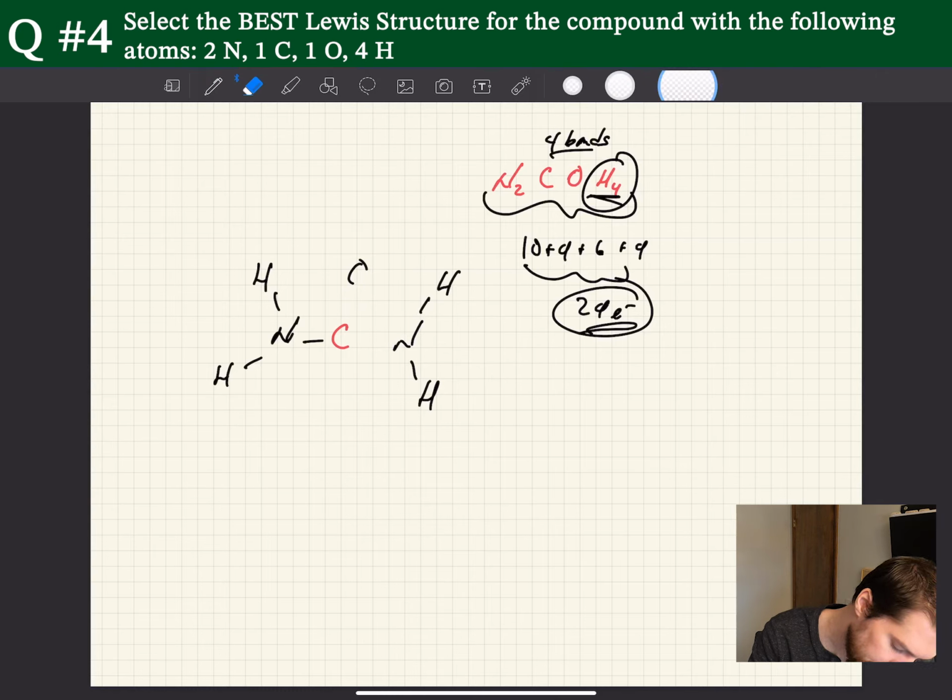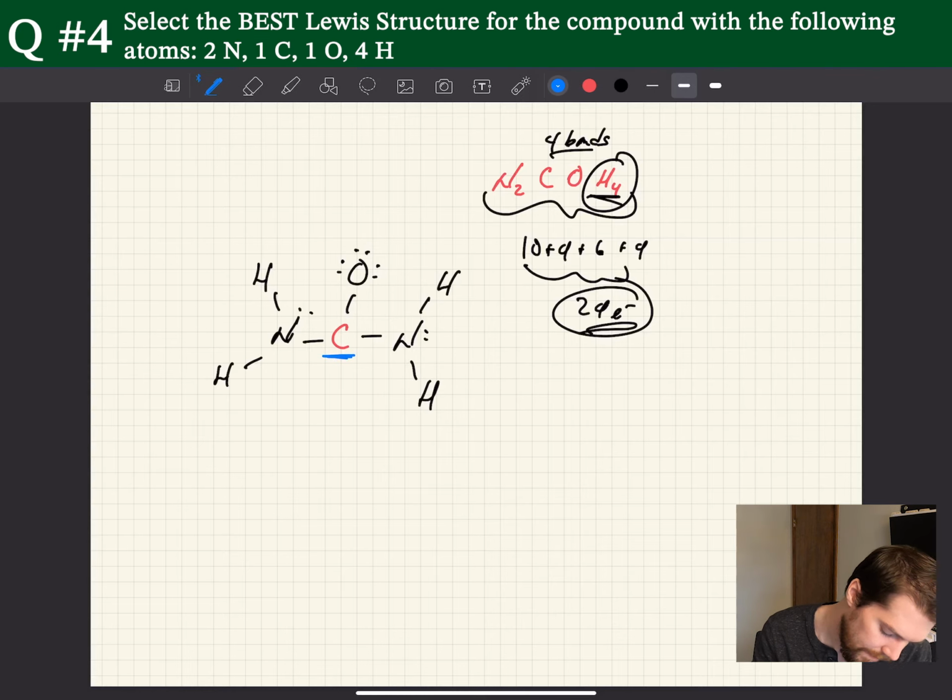Well, that was dumb. So now let's go ahead and fill our octets. We need 3 there, and so that's 2, 4, 6, 8, 10, 12, 14, 16, 18, 20. That's 24 electrons, but we have a small problem because our carbon doesn't have a filled octet. So what do?